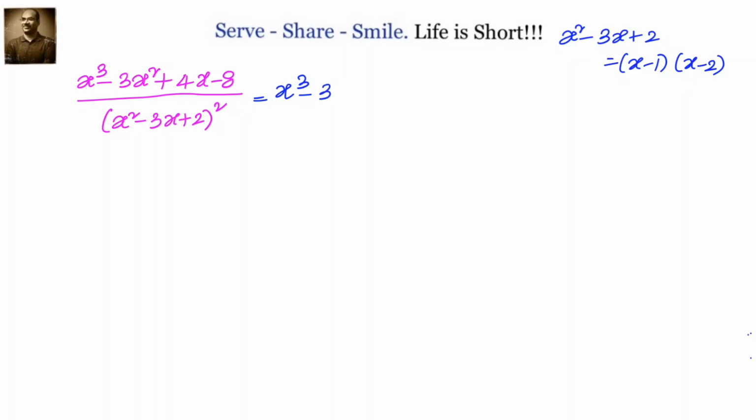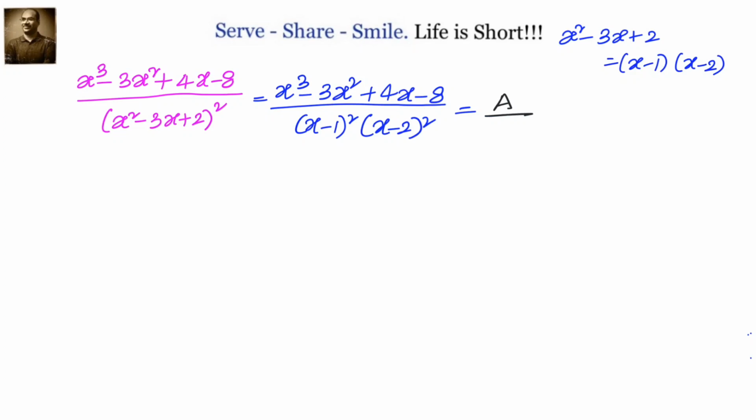So the given problem will become x cube minus 3x square plus 4x minus 8 divided by (x minus 1) whole square into (x minus 2) whole square. Now, since we have repeated linear factors, we can write it as a by x minus 1 plus b by (x minus 1) whole square plus c by x minus 2 plus d by (x minus 2) whole square.